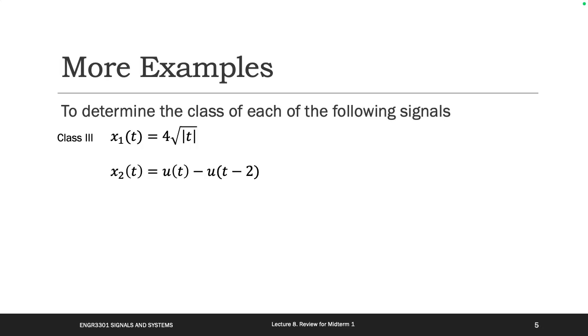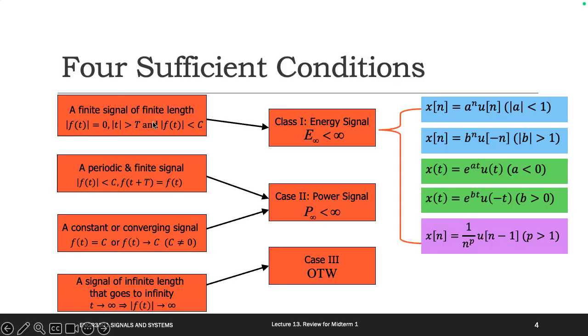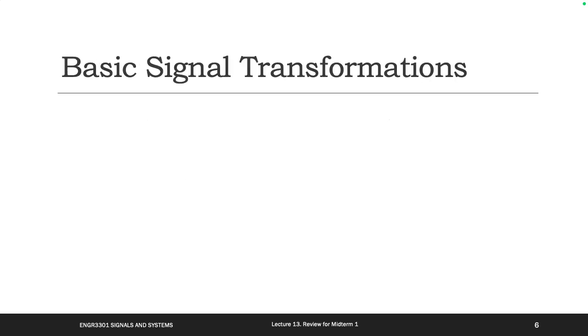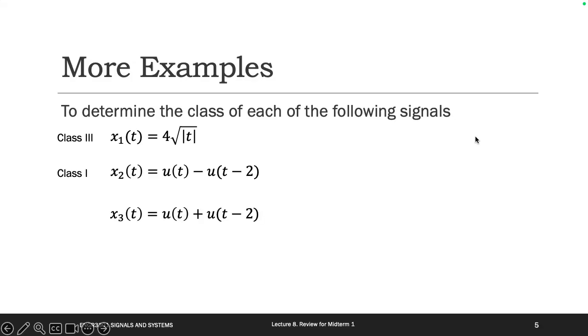Does it make sense to you? Like this one minus this one, it will just leave this. And we know the finite signal of finite length will be class 1. That makes sense to you? Any questions? No question? Okay. And let's continue. Okay, how about this one?